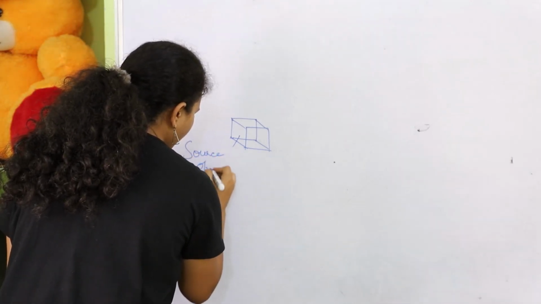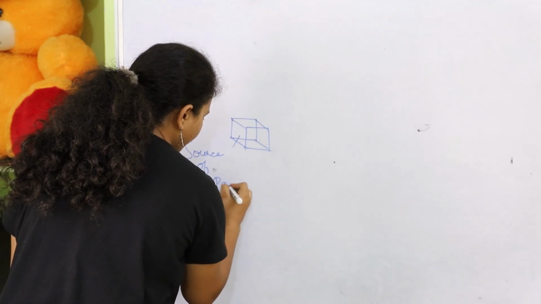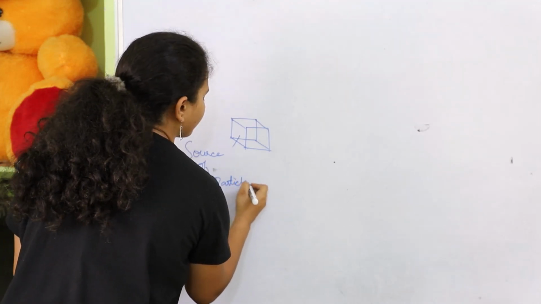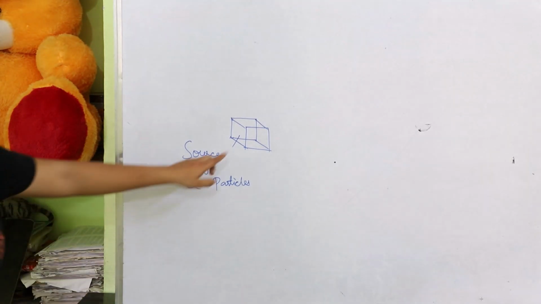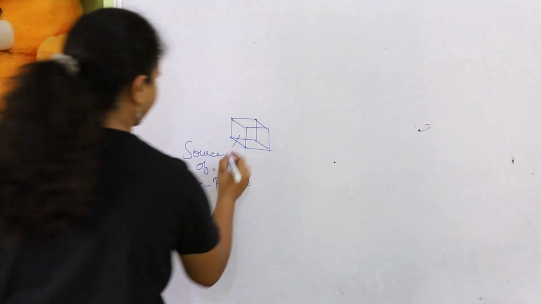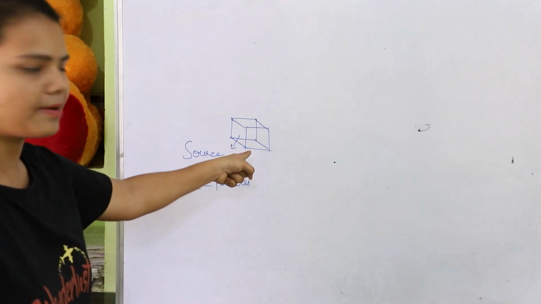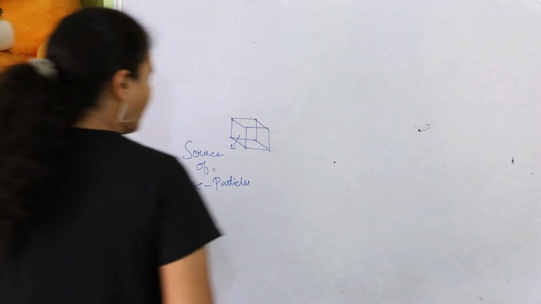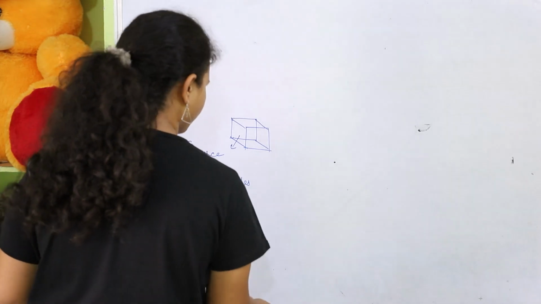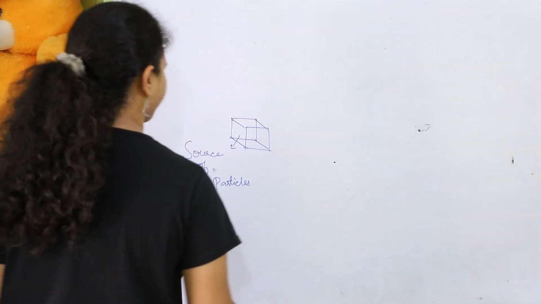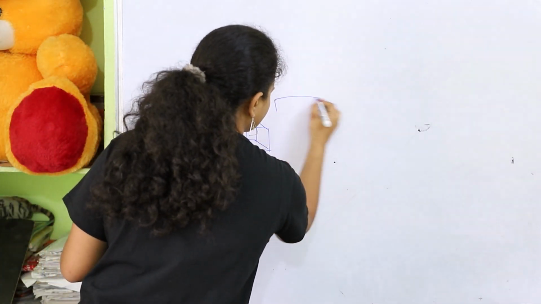Source of alpha particles means from here you will be getting alpha particles. Source means the place where we get them. We get alpha particles from this box. Now you take this and consider it as a fluorescent screen.